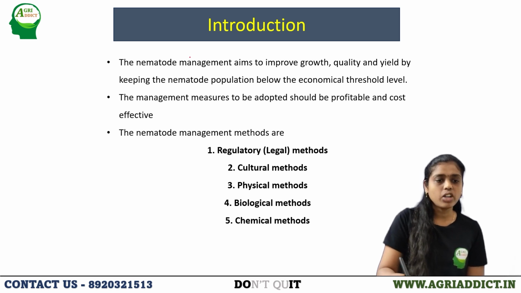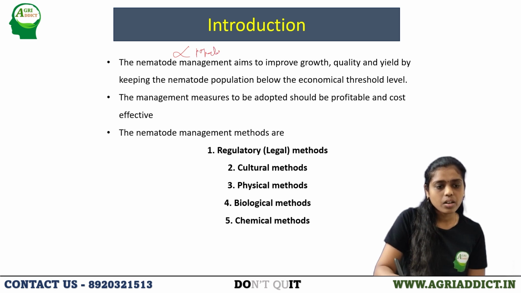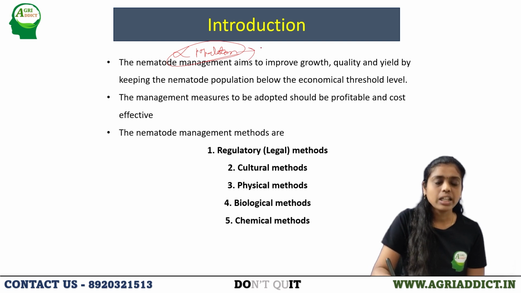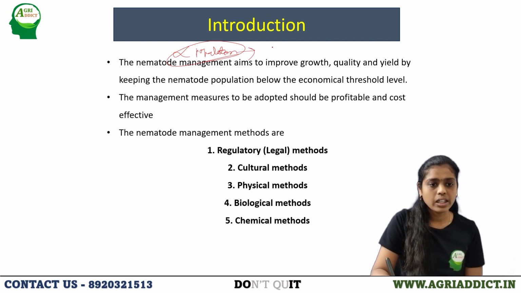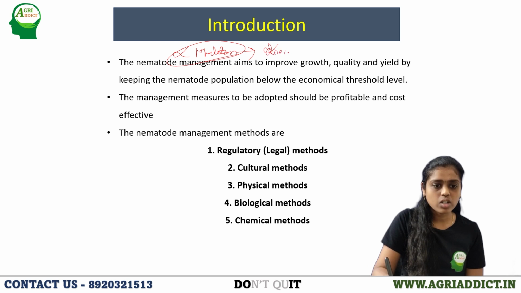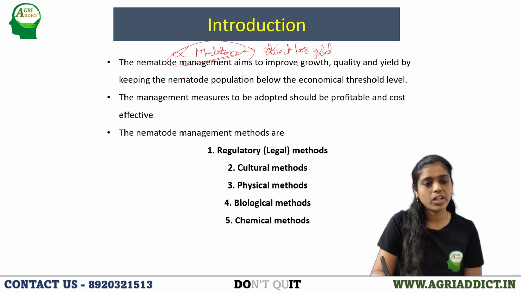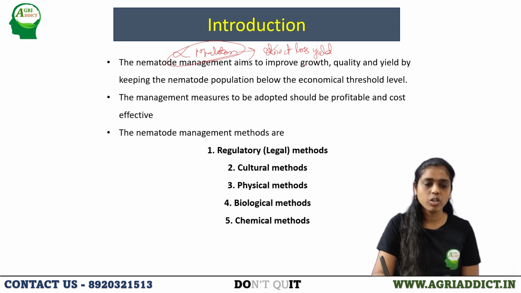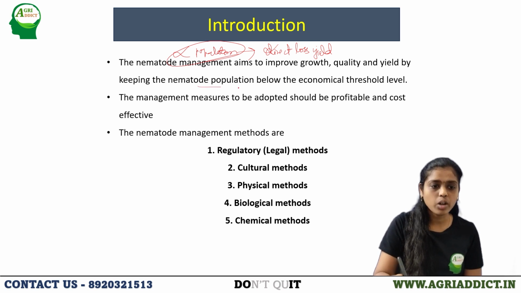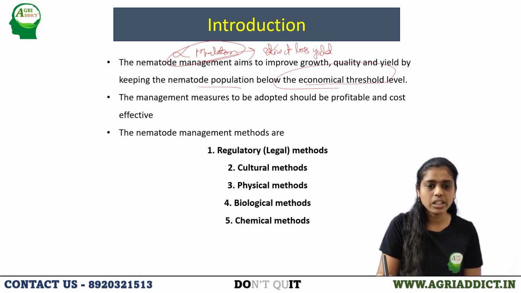The extent of damage is directly related to the population of the nematodes. That means if the population is more, then the damage will be more. That is, the direct loss to the crop in terms of yield will be more if the population of the nematode is more. Then one more thing we have to keep in mind while going for any kind of management method is that we have to maintain the nematode population below the economic threshold level.